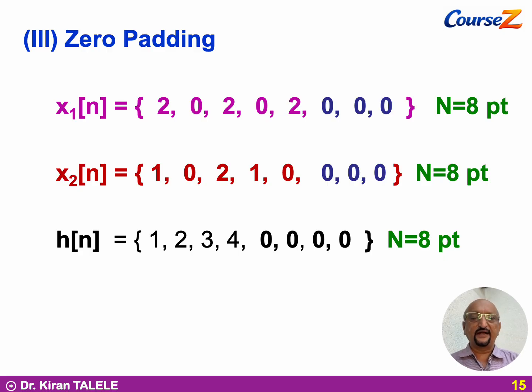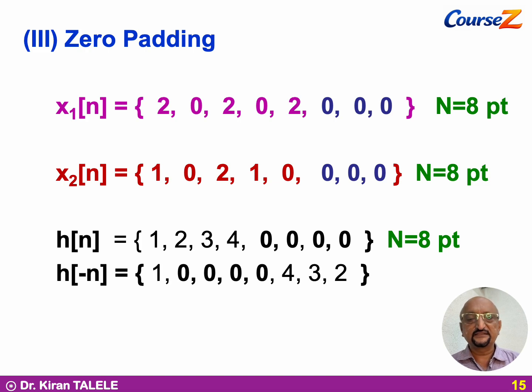Now the next step is to find the circular convolution, basically a convolution, of x1 of n with h of n using FFT, and convolution of x2 of n with h of n using FFT. So let's do this step by step.